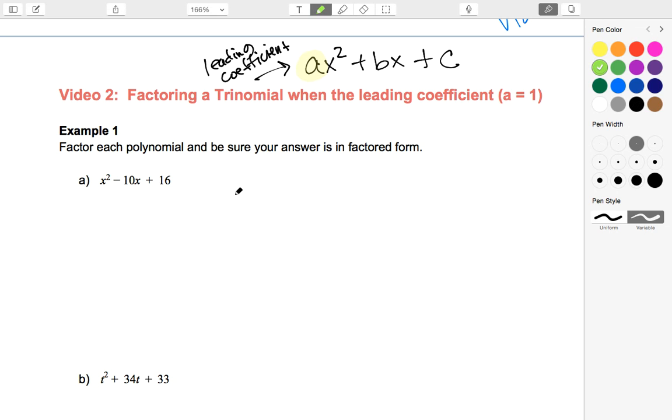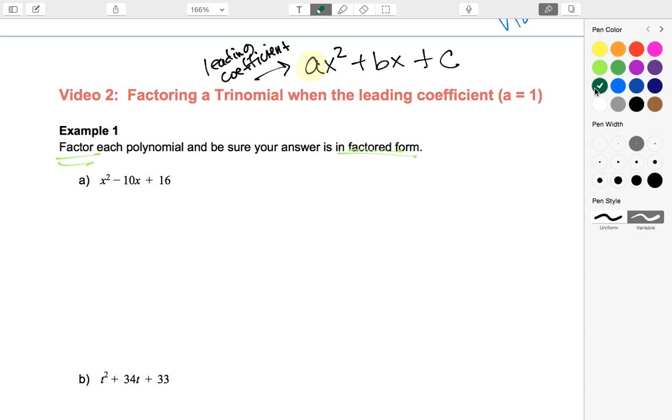So here we want to factor. So we would factor each polynomial and be sure your answer is in factored form. So we have the same directions. The only difference is we have a trinomial and it's a quadratic because it's raised to the second power.